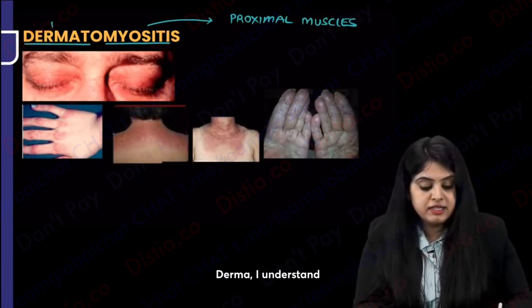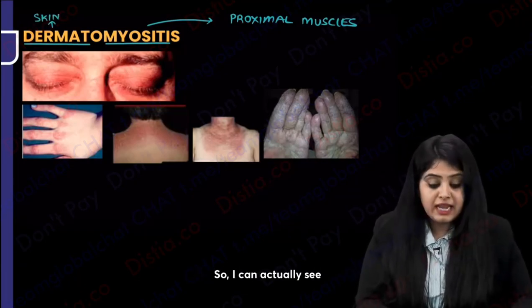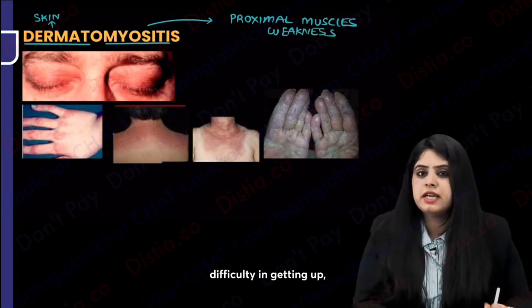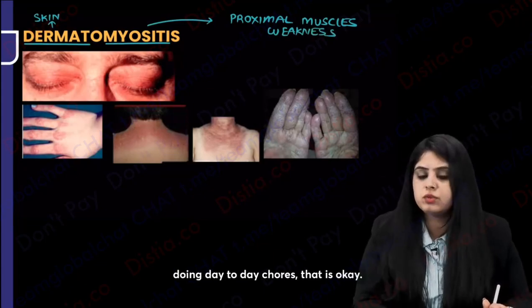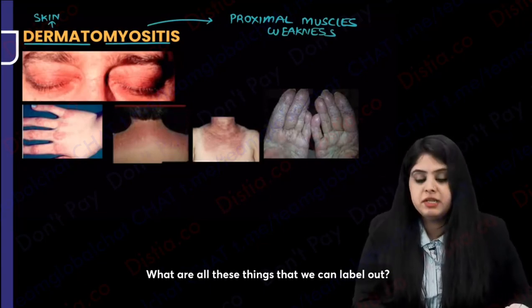Derma, I understand that there is involvement of dermatology, involvement of skin. I can see proximal muscle weakness, so the patient will say that he's unable to get up, has difficulty in getting up and doing day-to-day chores. That is okay. But what is skin related? What are all the things that we can label out?